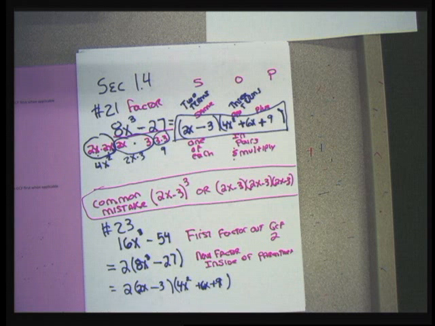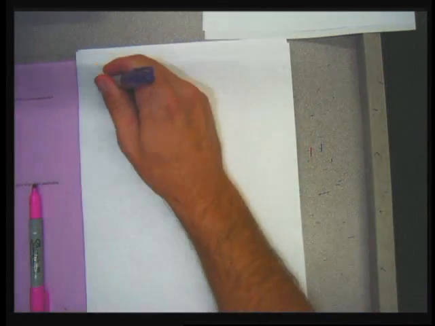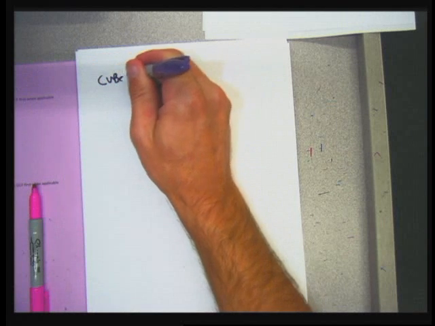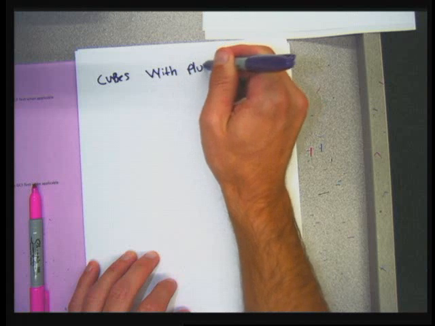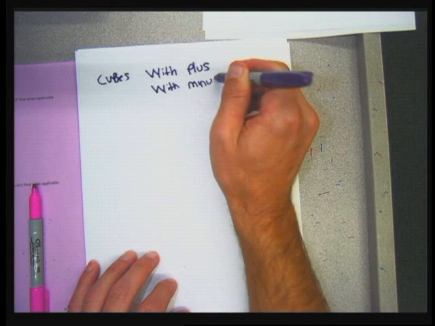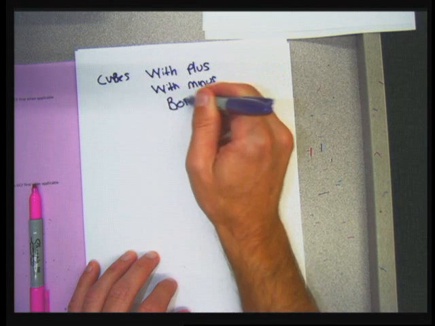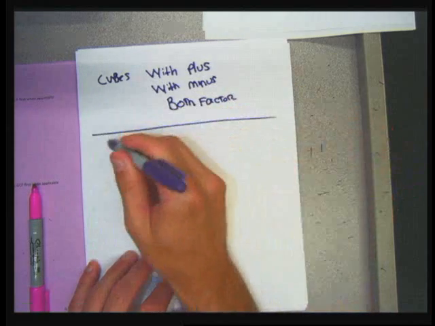On 11 and 12, square problems with pluses are prime, and that's also going to be on the test. That seems to me like it's the first problem on like the 3rd page. So for cube problems, cubes with pluses and with minus both factor. You're not going to get a prime with a cube problem.